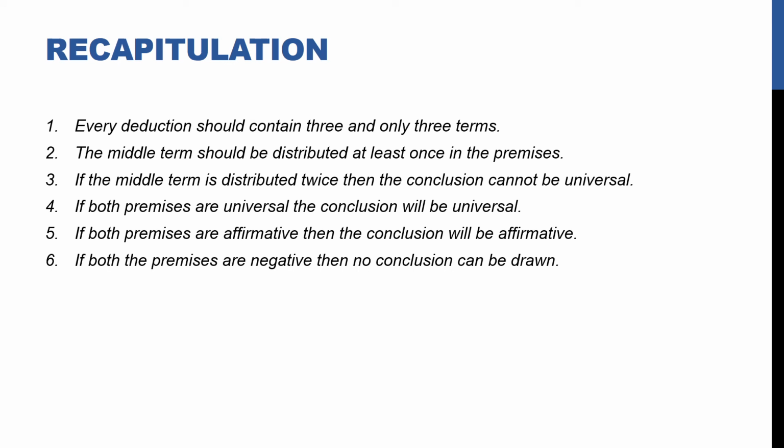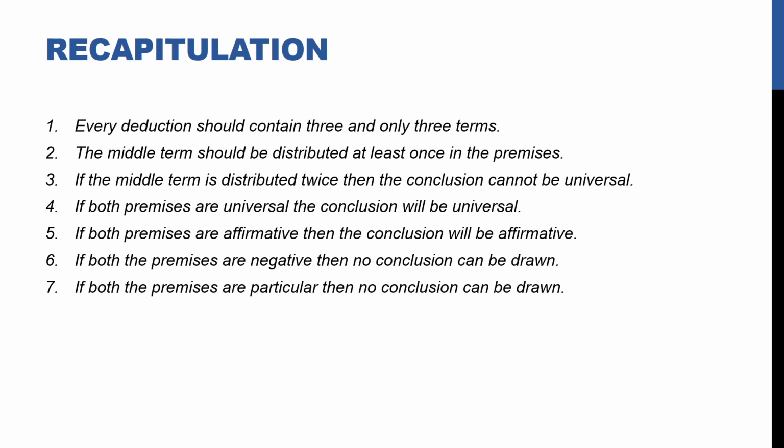If both the premises are negative, then no conclusion can be drawn. That is, no means no conclusion. Rule 7. If both the premises are particular, then no conclusion can be drawn, which again is very similar to rule number 6. This means some is equal to no conclusion.